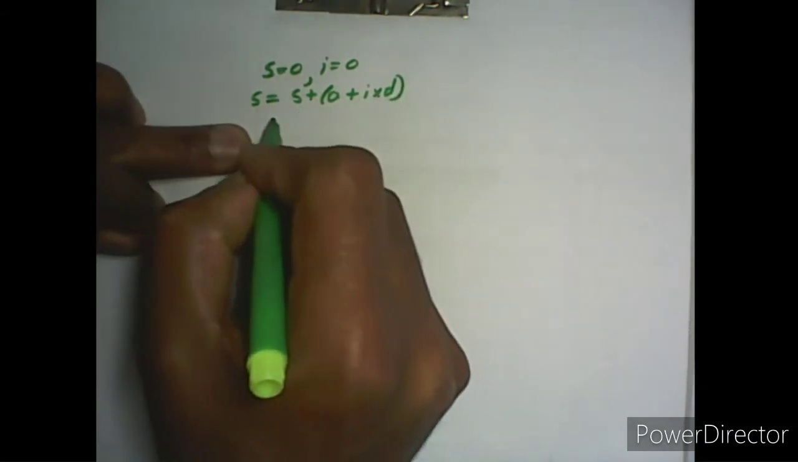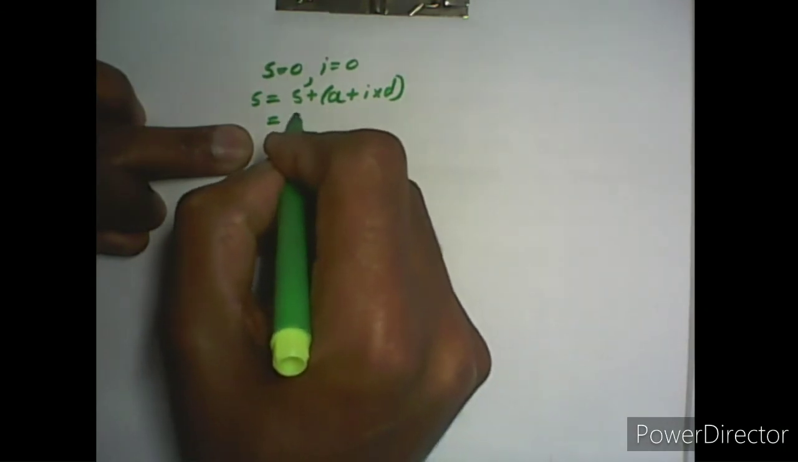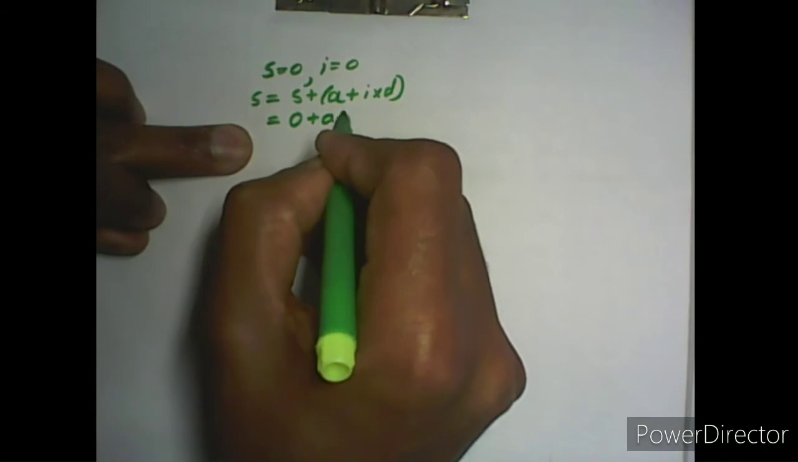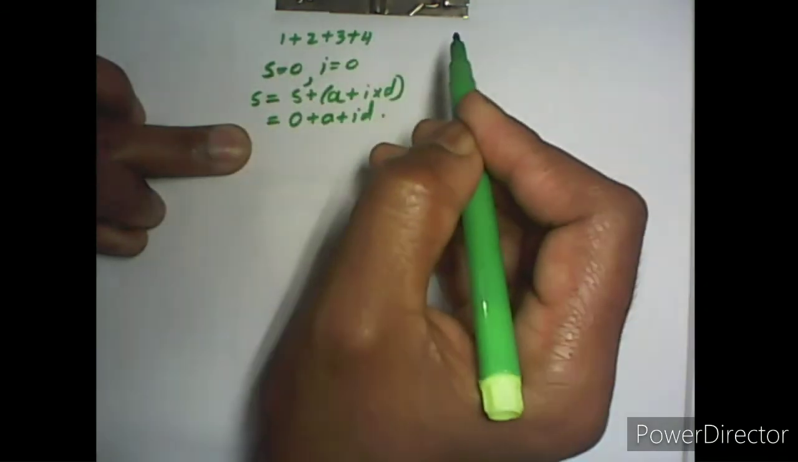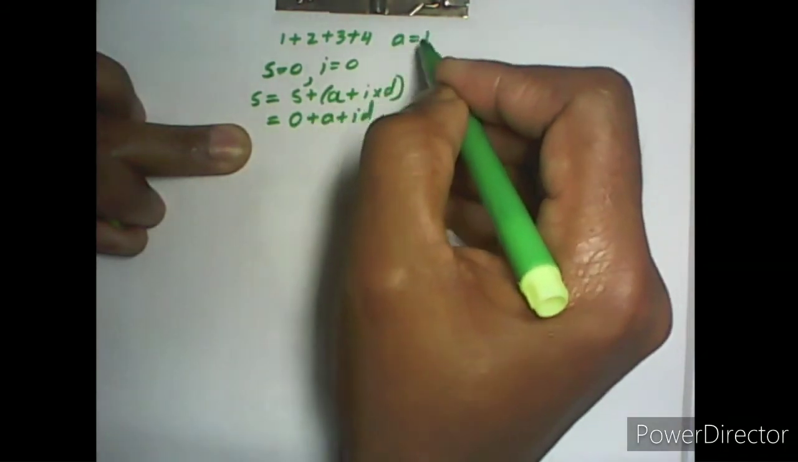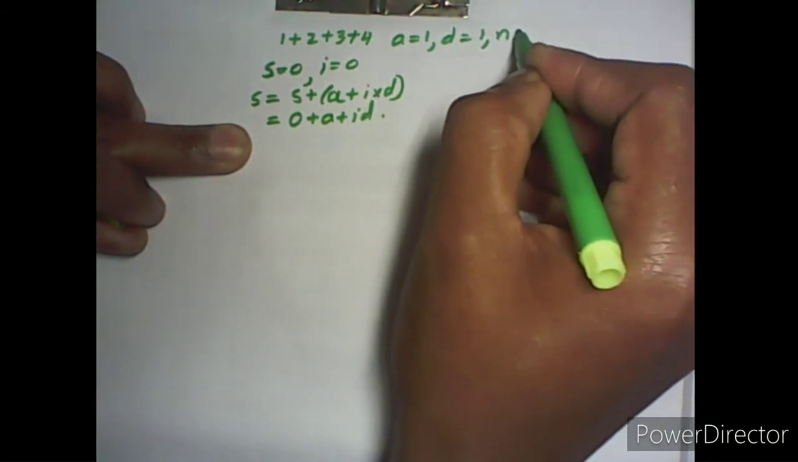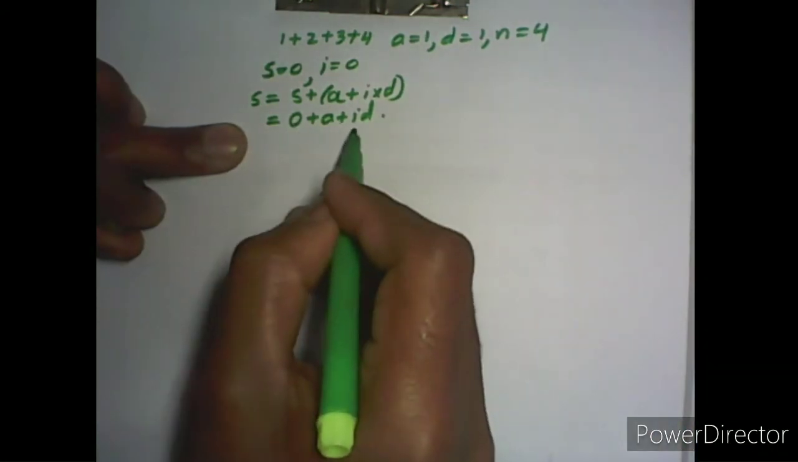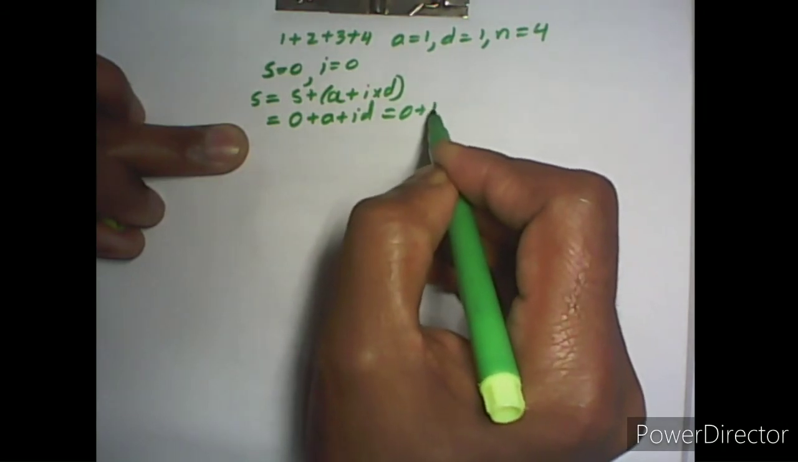So first step, what it will do, it will be s is 0 plus a plus of id. If I have a simple series, let me say 1 plus 2 plus 3 plus 4, we have to sum this series. Here a is equal to 1 and d is equal to 1 and the number of terms n is equal to 4. So this is the first step. So it will be equal to 0 plus 1. I is 0 here, so it will be 0 plus 1.